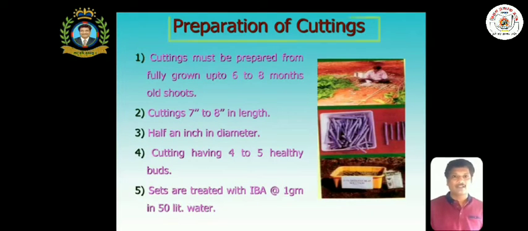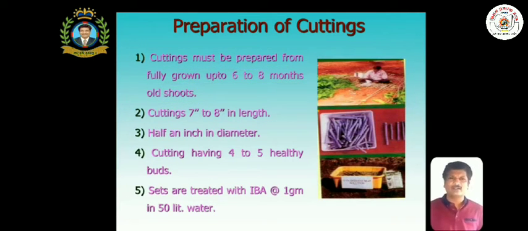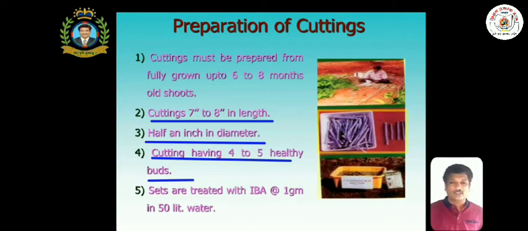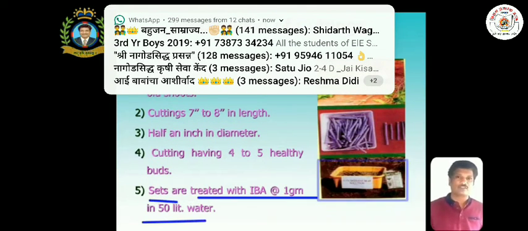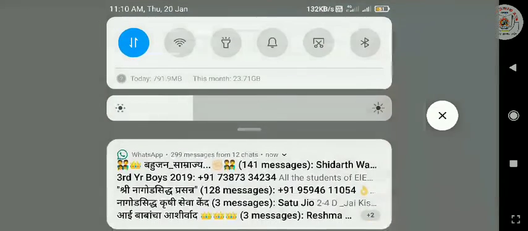Cuttings are preferred for propagation of the mulberry plant. Then how should the preparation of cuttings be done? Cuttings must be made from fully grown mulberry sticks, and 6 to 8 month old shoots should be selected. Cuttings of about 7 to 8 inches in length should be preferred. Half an inch should be the diameter of the shoot. Cuttings having 4 to 5 healthy buds should be selected, and such cuttings should be treated with a growth regulator known as IBA at the rate of 1 gram dipped in 50 liters of water.